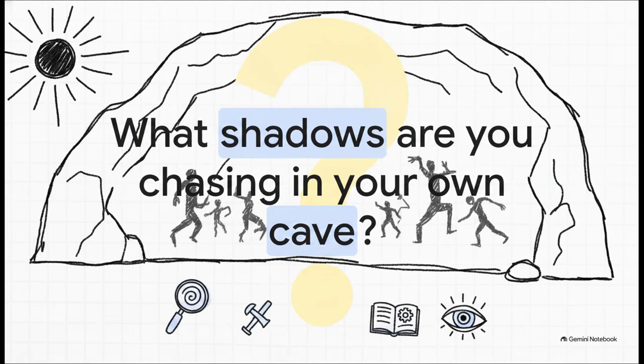To wrap up today's explainer, I want to leave you with a provocative thought inspired directly by our reading. What shadows are you chasing in your own cave? Really think about it. Are you looking at the true, eternal realities of your world, or are you just distracted by the temporal copies dancing on the wall? Use the analytical tools we practiced today not just for reading, but for examining the world around you. Keep questioning, keep decoding, and I will see you in the next explainer.